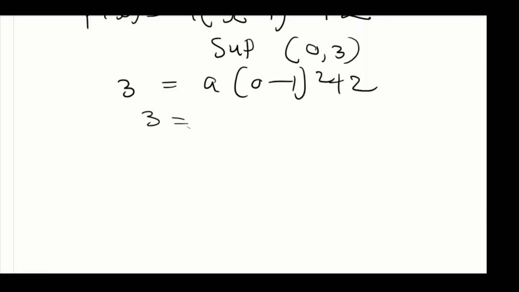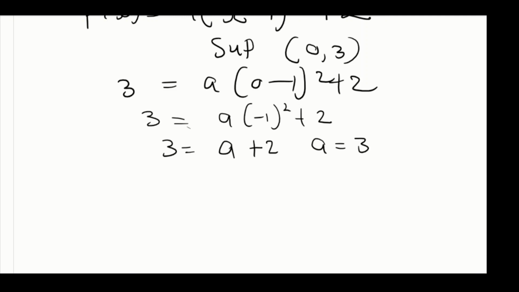So it's going to be 3 equals a times (0 minus 1) squared plus 2, which is 3 equals a plus 2. Transpose the 2 to the other side, you have a equals 3 minus 2, which equals 1. So your a is equal to 1.